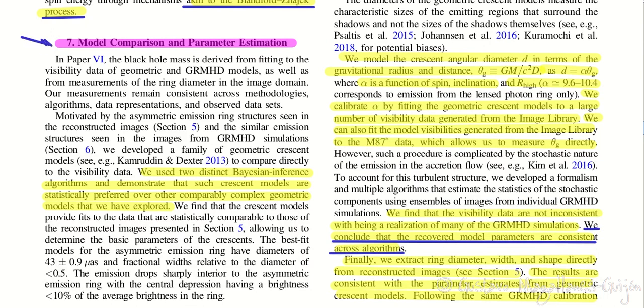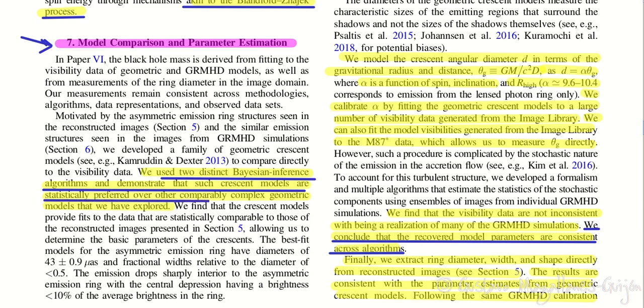The seventh part of this paper explains to us about the model comparison and parameter estimation. They tell us that they use two distinct Bayesian inference algorithms and demonstrate that such crescent models are statistically preferred over other comparably complex geometric models that we have explored.